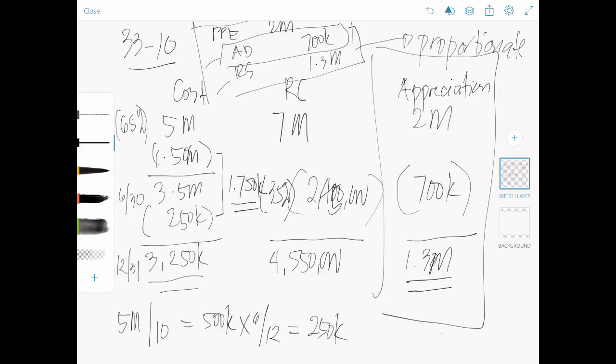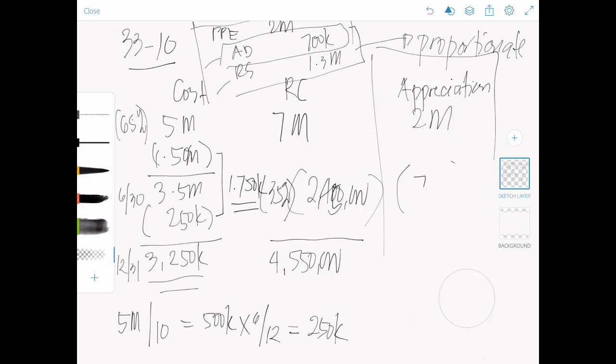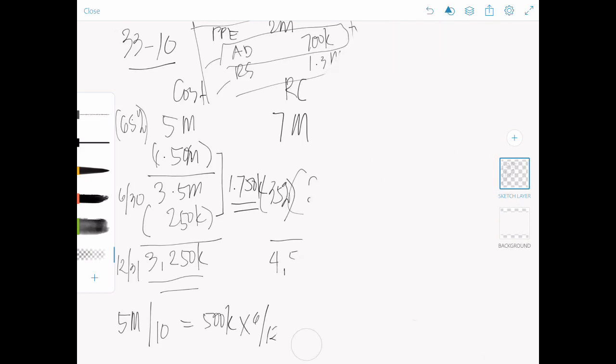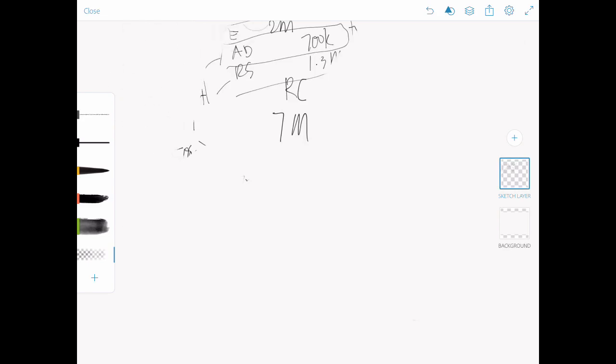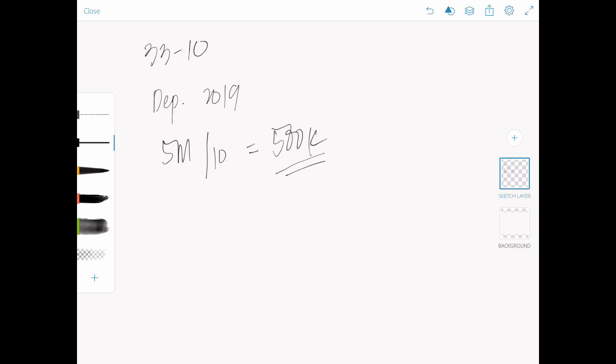Now, let's proceed to question number 2. Let's erase this so that we have much space. Question number 2 is for depreciation for 2019, problem 33-10. For depreciation for 2019, we simply divide the cost of 5 million by the 10 years. So we have 500,000 as our depreciation for 2019. So the answer is letter A.